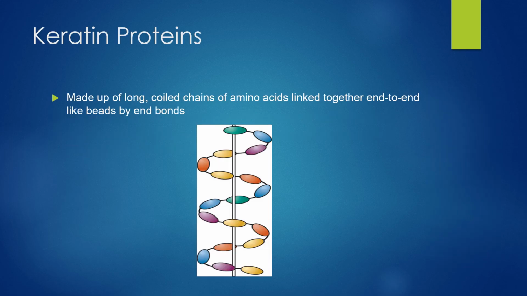Keratin proteins are made of long chains of amino acids linked together end to end like beads. The amino acid chains are linked together by peptide bonds, or end bonds. These chains of amino acids linked by peptide bonds are called polypeptides. Keratin proteins are made of long, coiled polypeptide chains, which in turn are comprised of amino acids.